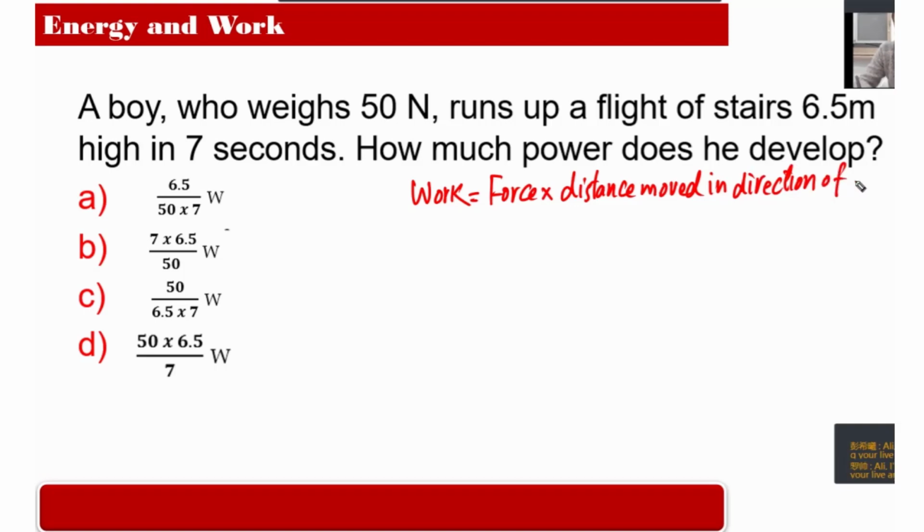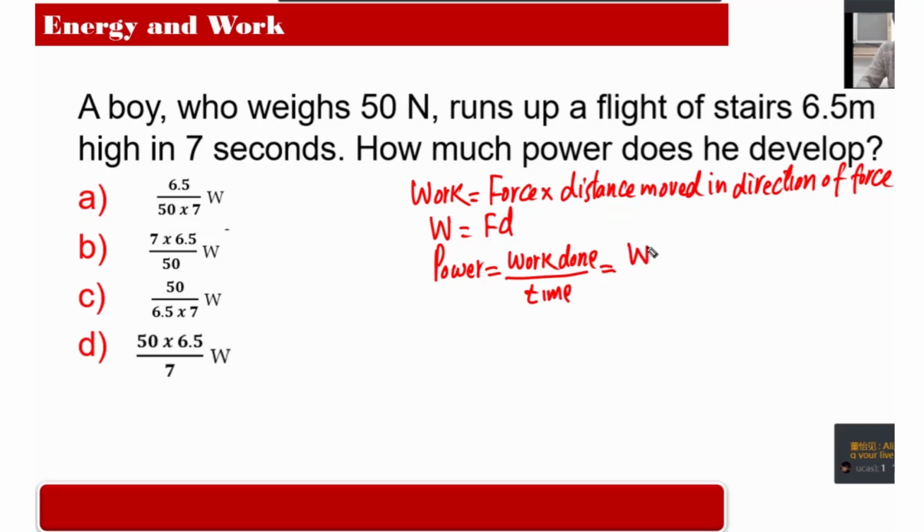So we can also say work is simply equal to force times distance. Next thing we need to understand is what power is and how we can define power. Can you please tell me how to define power? Power is equal to work done divided by time. So this is how we define power.